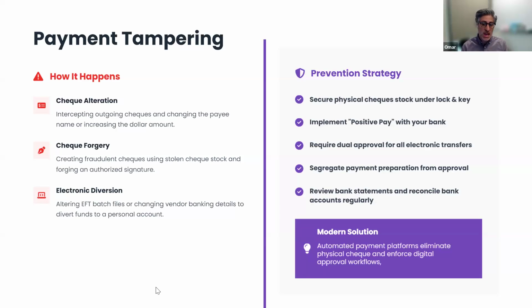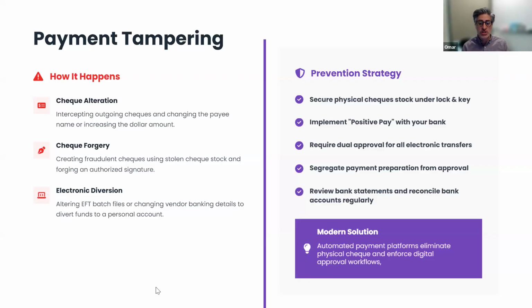Implementing positive pay with your bank. This is something you might want to research. It is available with most Canadian institutions, requiring dual approval for all electronic transfers. This is a key one, and it is available in Pluto. We'll talk about how it works.